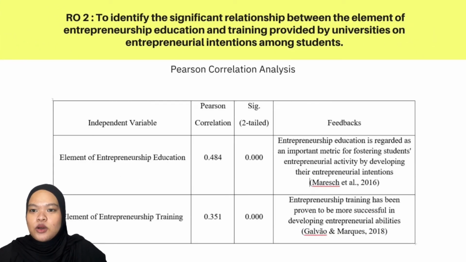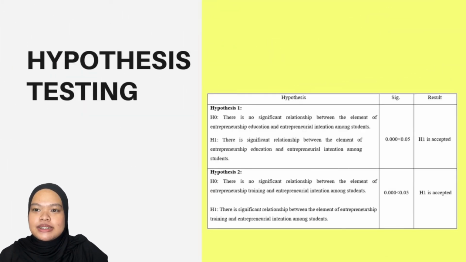Then, the second objective uses Pearson correlation analysis to identify the significant relationship between the element of entrepreneurship education and training provided by universities and entrepreneurial intentions among students. The result of the first independent variable, the element of entrepreneurship education, shows a moderate correlation, while the element of entrepreneurship training shows a weak correlation with entrepreneurial intention among students. There are two hypotheses in this research where both of them are accepted, meaning that there is a significant relationship between both independent variables and the dependent variable.